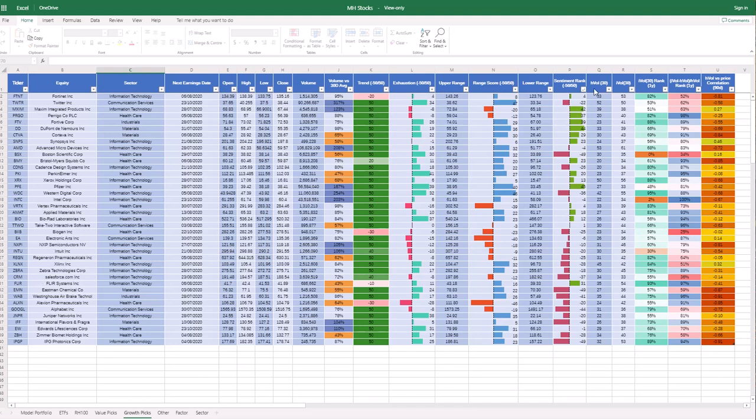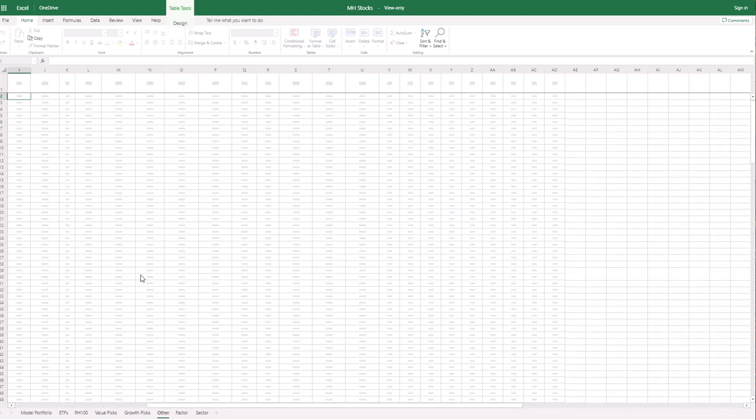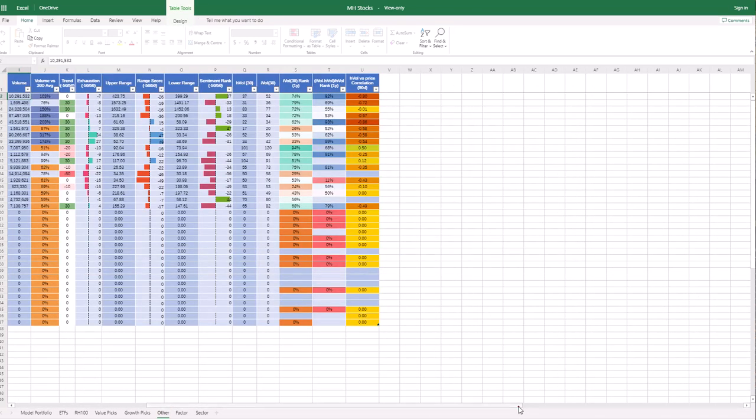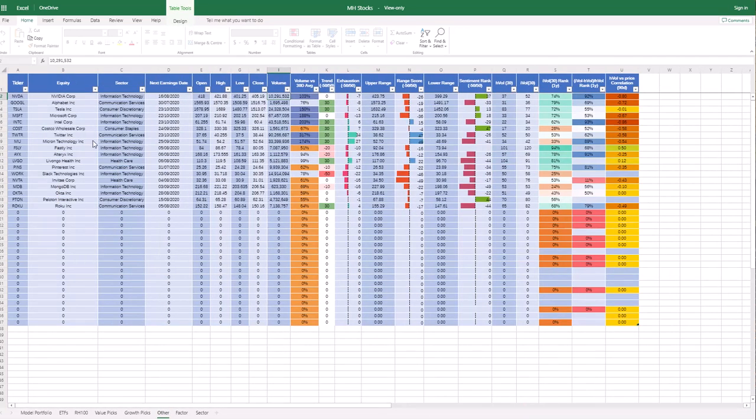So you come through here, same thing as I said before, you can filter it again, and I'll probably add a Piotrowski score in here as well, just to give us another interesting metric. This is an area where I just store any stocks that don't really fit anywhere, but I want to keep an eye on them.